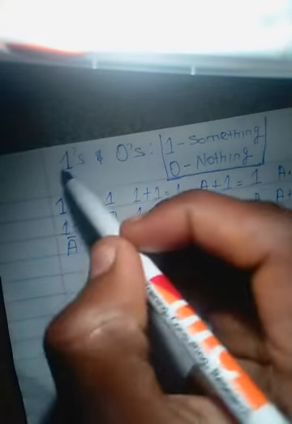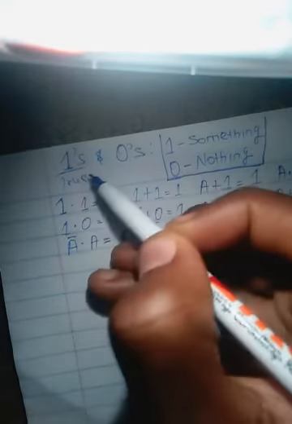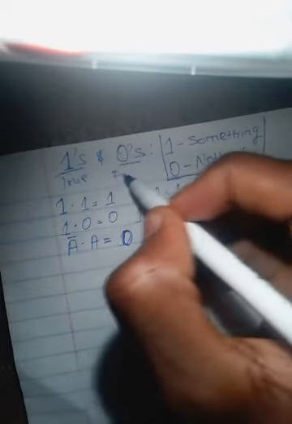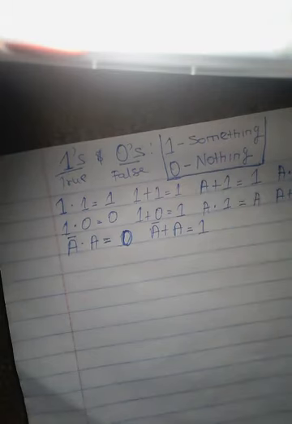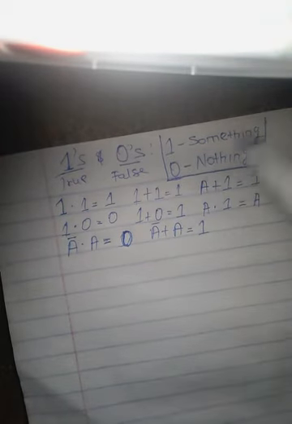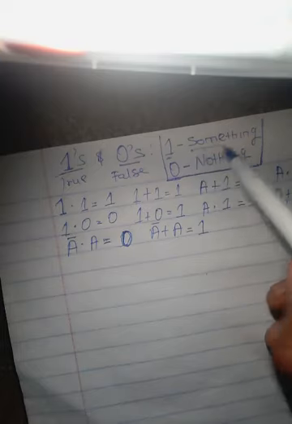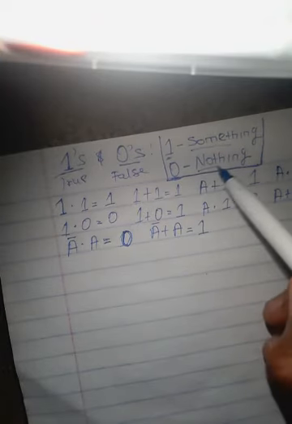So starting off with laws of Boolean algebra, I'll be explaining the concept to you. Boolean algebra is a branch of mathematics that deals with algebra that is concerned with ones and zeros, which represent true or false. The 1 standing for true and the 0 standing for false of an operation. Another way to see this is the 1 representing something and the 0 representing nothing.